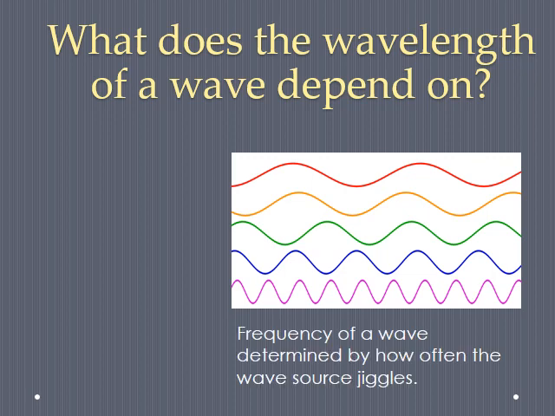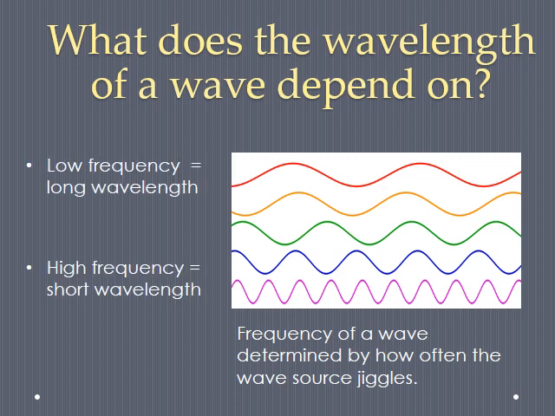So one of the variables that the wavelength depends on is the frequency of how often the wave source is jiggling. Long wavelength corresponds with a low frequency of jiggling, and a short wavelength corresponds with a high frequency of jiggling. This means, of course, that wavelength has an inverse relationship with frequency.